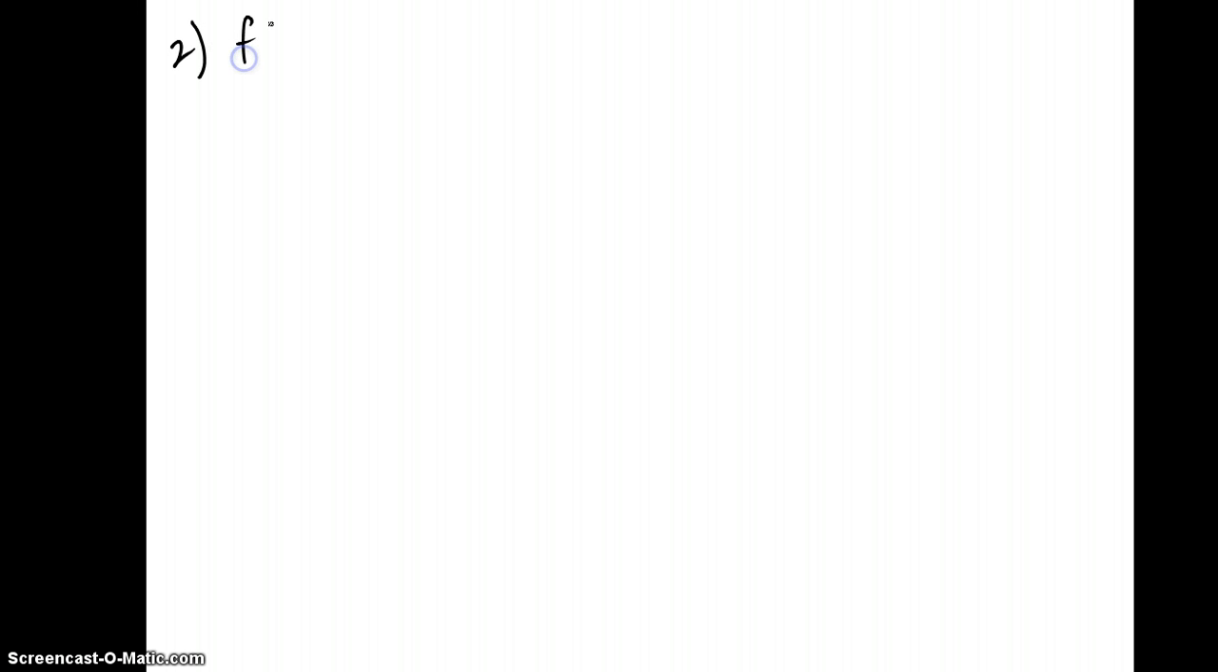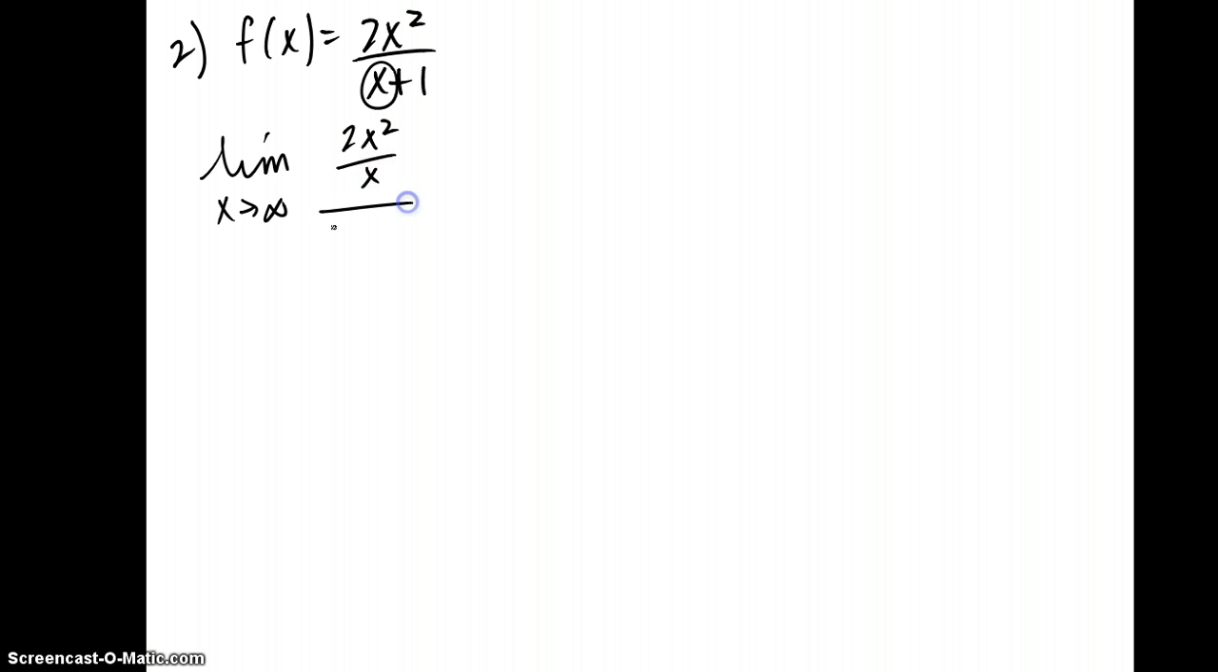Okay, f of x equals 2x squared over x plus 1. Limit as x approaches infinity. So my degree term on my denominator is x. So I'm going to take each term of the function and divide it by x. Limit as x approaches infinity, 2x squared over x would reduce to 2x. And I have 1 over 1 plus x.